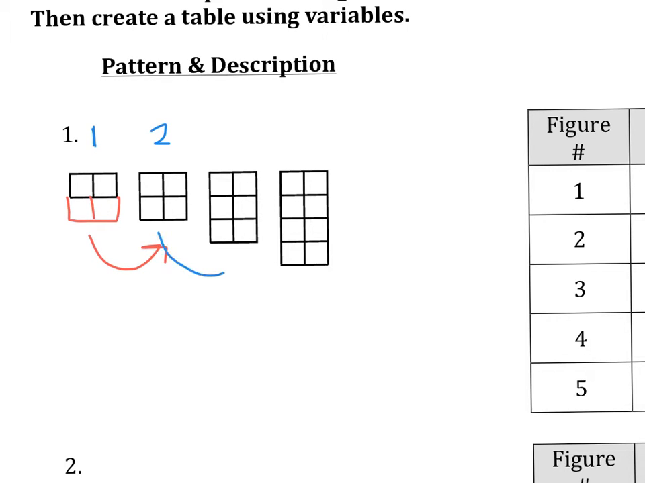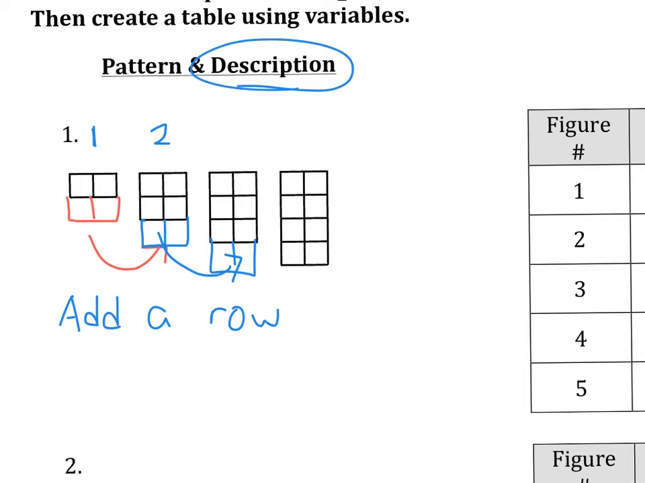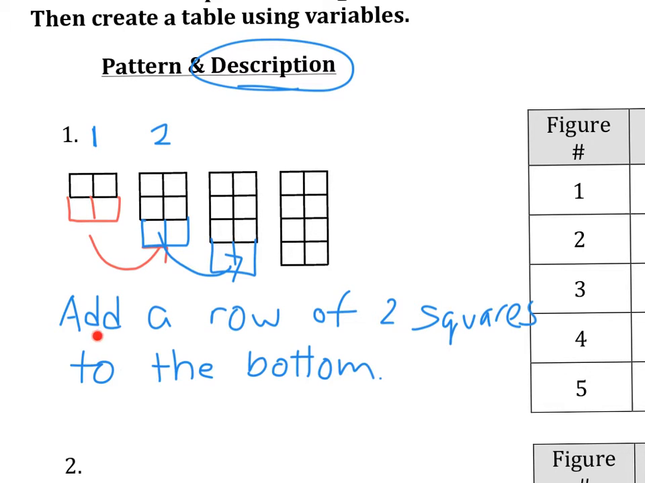Well, how do I get from the second figure to the third? All I did was add another row. Looks like to the bottom, but theoretically could be on the top as well. So I keep adding a row from one figure to the next. So how would we describe that right there? Add a row of 2 squares to the bottom.